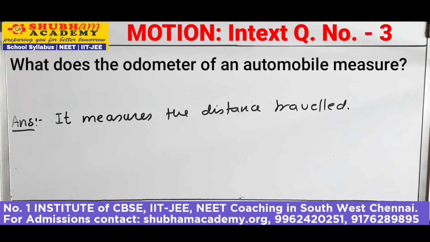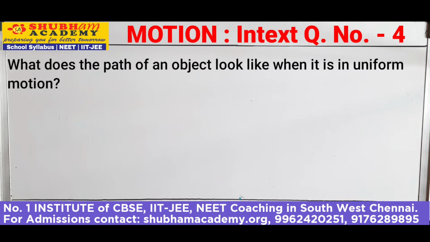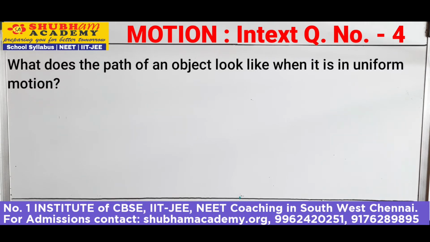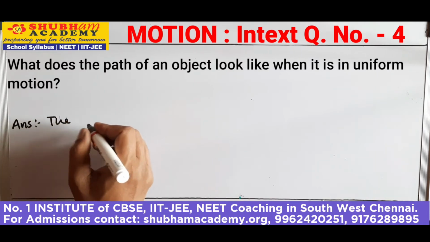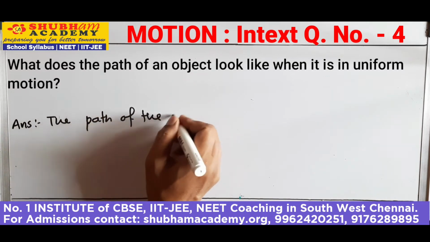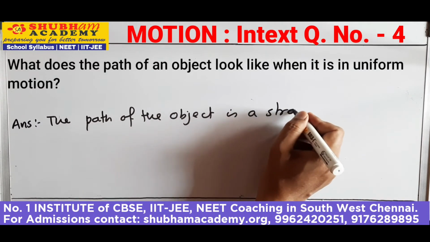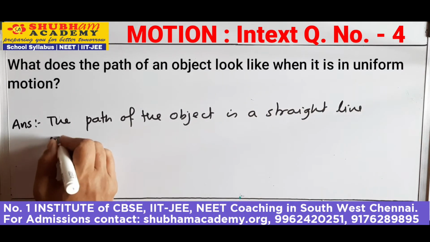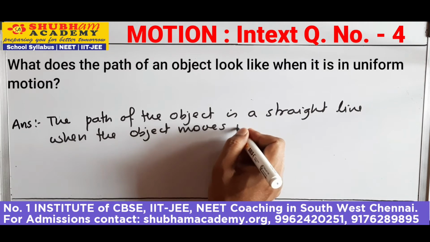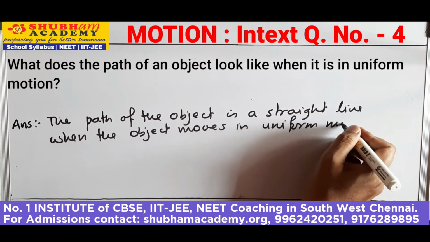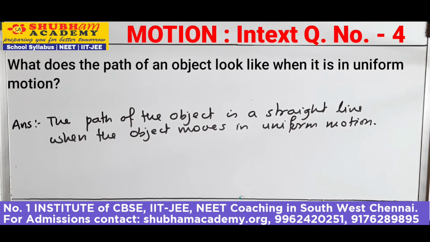Right? So next question. What does the path of the object look like when it is in uniform motion? We know what uniform motion is. Uniform motion is when a body moves equal distance in equal time intervals, right? So if a body is covering equal distance in equal time intervals, then if you are tracing the path, you will get a straight line. So the path of the object is a straight line when the object moves in uniform motion, right?